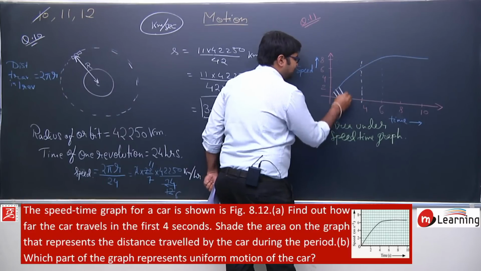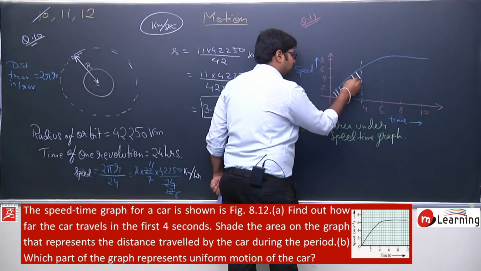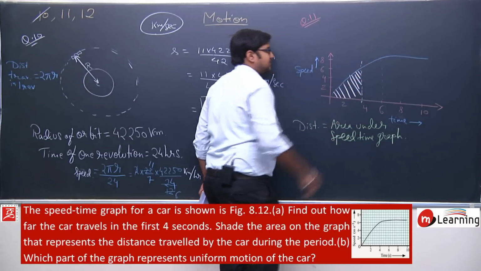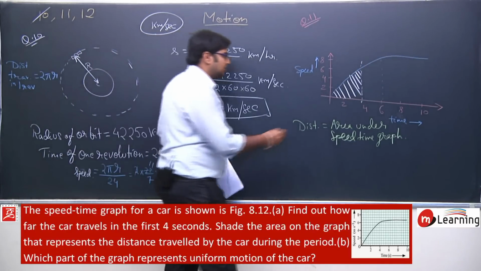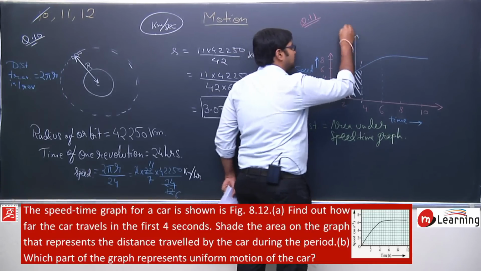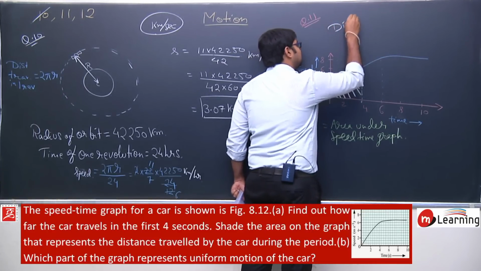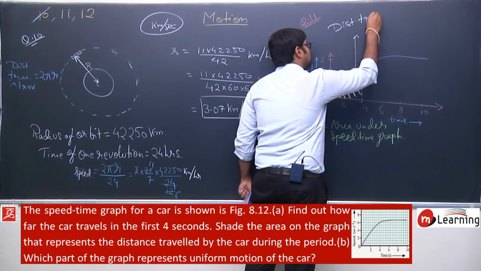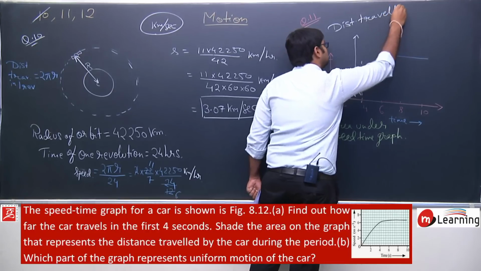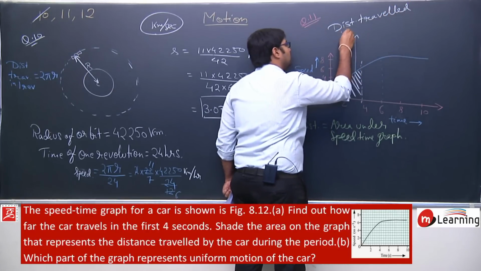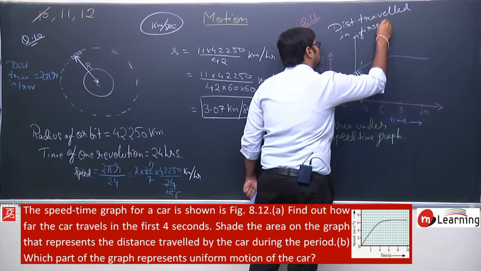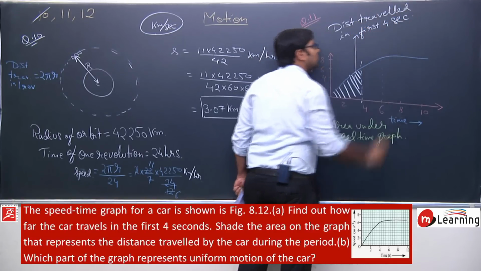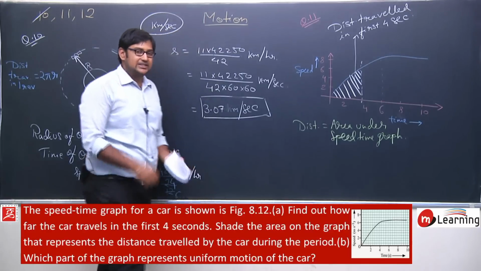So this would be the distance traveled. This is how we can shade it. This would be the distance traveled by the car in the first 4 seconds. Okay, this is the area, or we can say this is the distance traveled in the first 4 seconds. This is the distance traveled.